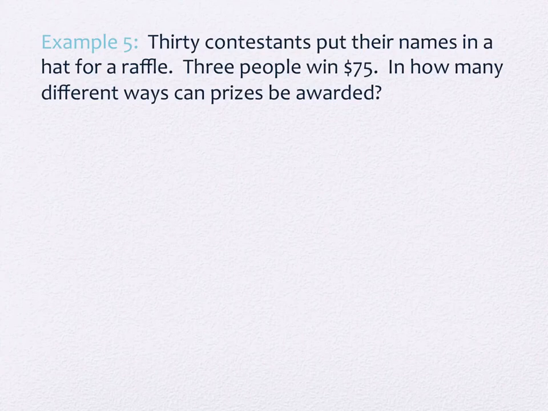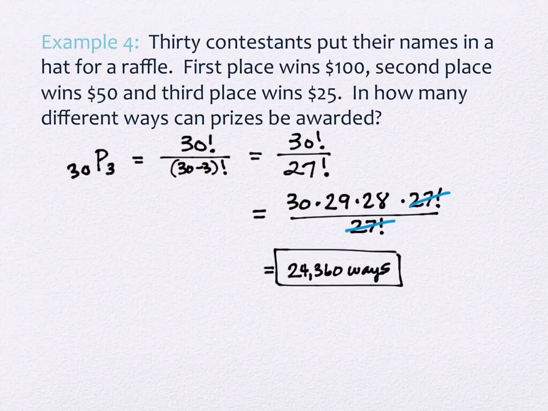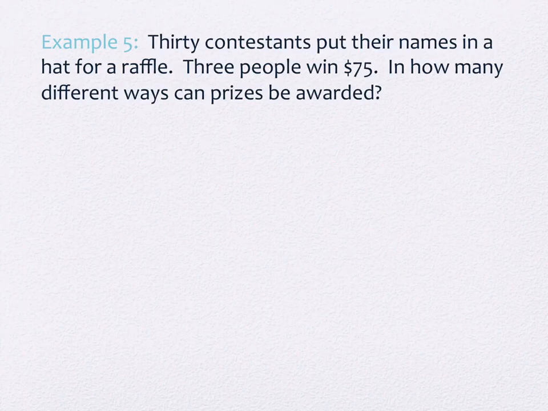And the reason that matters is that it means order doesn't matter. If I got pulled first out of the hat or I got pulled third out of the hat, I still get the $75. Make sense? Whereas before, if I was pulled first out of the hat, I got 100, third out of the hat, I got 25. Those are different outcomes. But my outcome is the same as long as my name gets drawn in this one that we're working with now.